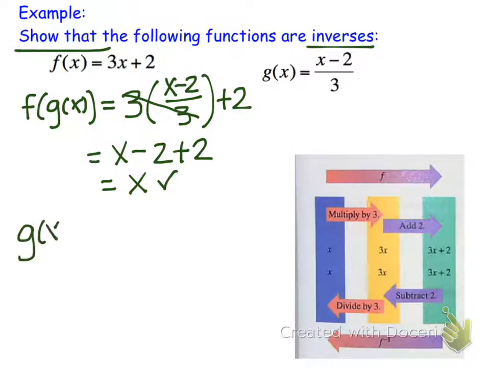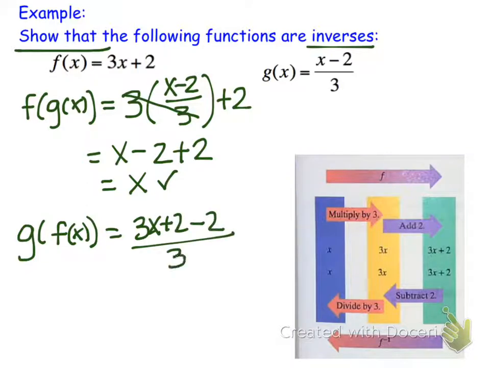We want to make sure that g of f of x also results in an answer of x. And so now if we go the other way, we are going to take 3x plus 2 and put it into the g function. So we'll get 3x plus 2 minus 2, all over 3. That simplifies to 3x over 3, which is just x. And once again, g of f of x equals x, and so does f of g of x. So now we have shown that these two functions are inverses.